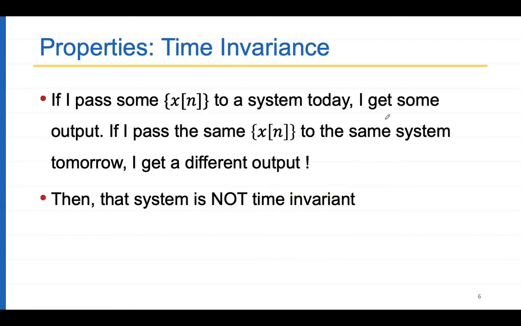Okay, now another property of systems which is useful is time invariance. So the intuitive understanding is like this. If I pass some sequence x of n to a system today, I get some output. Now if I pass the same sequence as an input to the same system tomorrow, I get a different output. That means the system is changing, or this means the system is not time invariant. It depends on time. So that system is not time invariant, right? For intuitive understanding I have taken today and tomorrow, but it could be instants n minus 1, like very close instants.